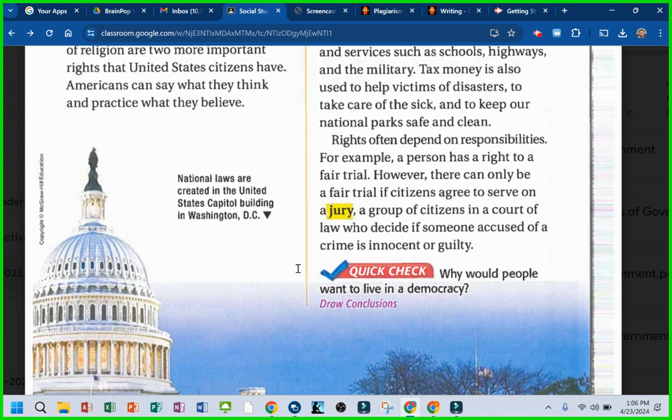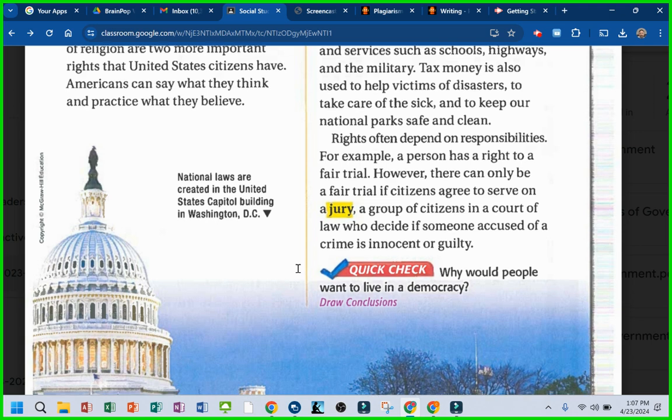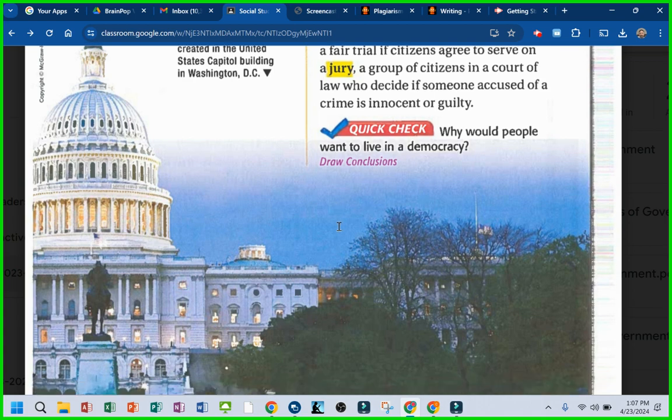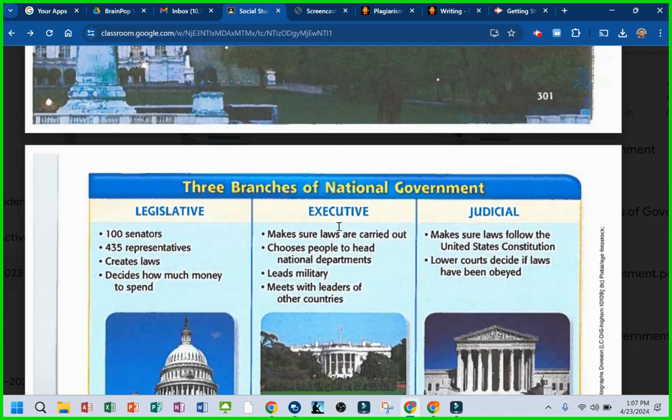Rights often depend on responsibilities. For example, a person has a right to a fair trial. However, there can only be a fair trial if citizens agree to serve on a jury, a group of citizens in a court of law who decide if someone accused of a crime is innocent or guilty. And then it has this question: why would people want to live in a democracy? Why do you think you would want to live in a democracy? That's something I want you guys to answer.